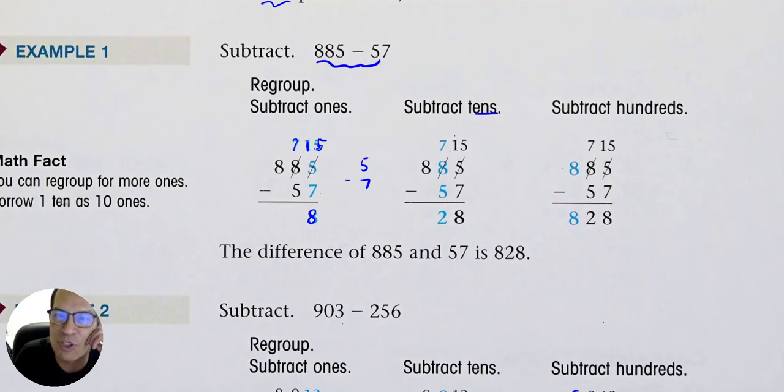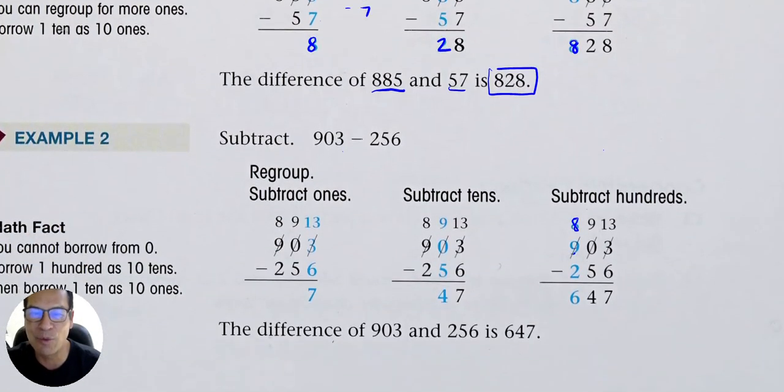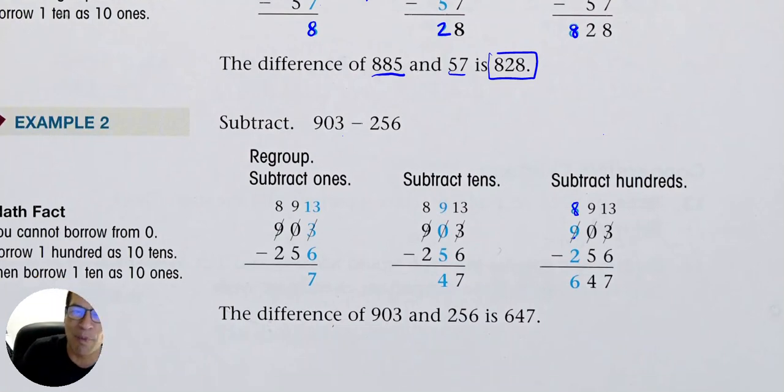Now in step number 2, we're going to subtract the tens place. So remember, we borrowed, so we have 7 minus 5, we get 2. Now we go to the hundreds place here. So we have 8 minus 0, that gets us 8. So the difference between 885 and 57 is 828.